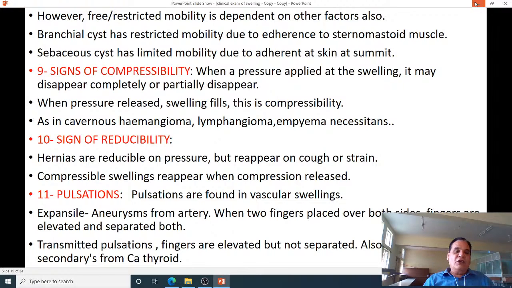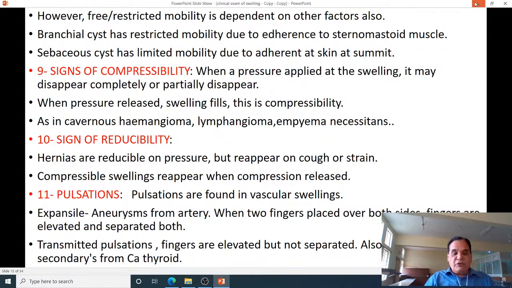Then comes the sign of reducibility, whether the swelling is completely reducible or partially reducible. Reducibility sign is by definition for all hernias. And on compression it disappears; if you remove the compression, the swelling reappears. This is a sign of reducibility.